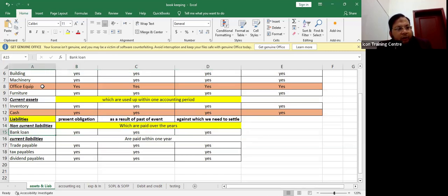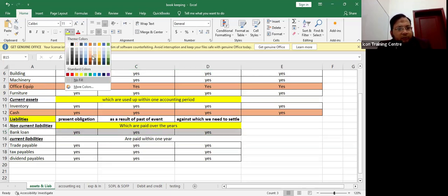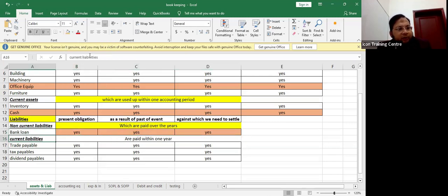So here in this particular transaction, we are getting a loan from CBQ. When we take loan from the bank, it will become our present obligation. Yes, as a result of past event. Yes, because we have made the contract and we have taken the loan, against which we need to pay the loan. So it will qualify the definition of liability, but it has to be paid over the period of years. The second liability we have is the current liability, which is paid within 1 year, right? Now let's have a look again. Here we have the transaction.